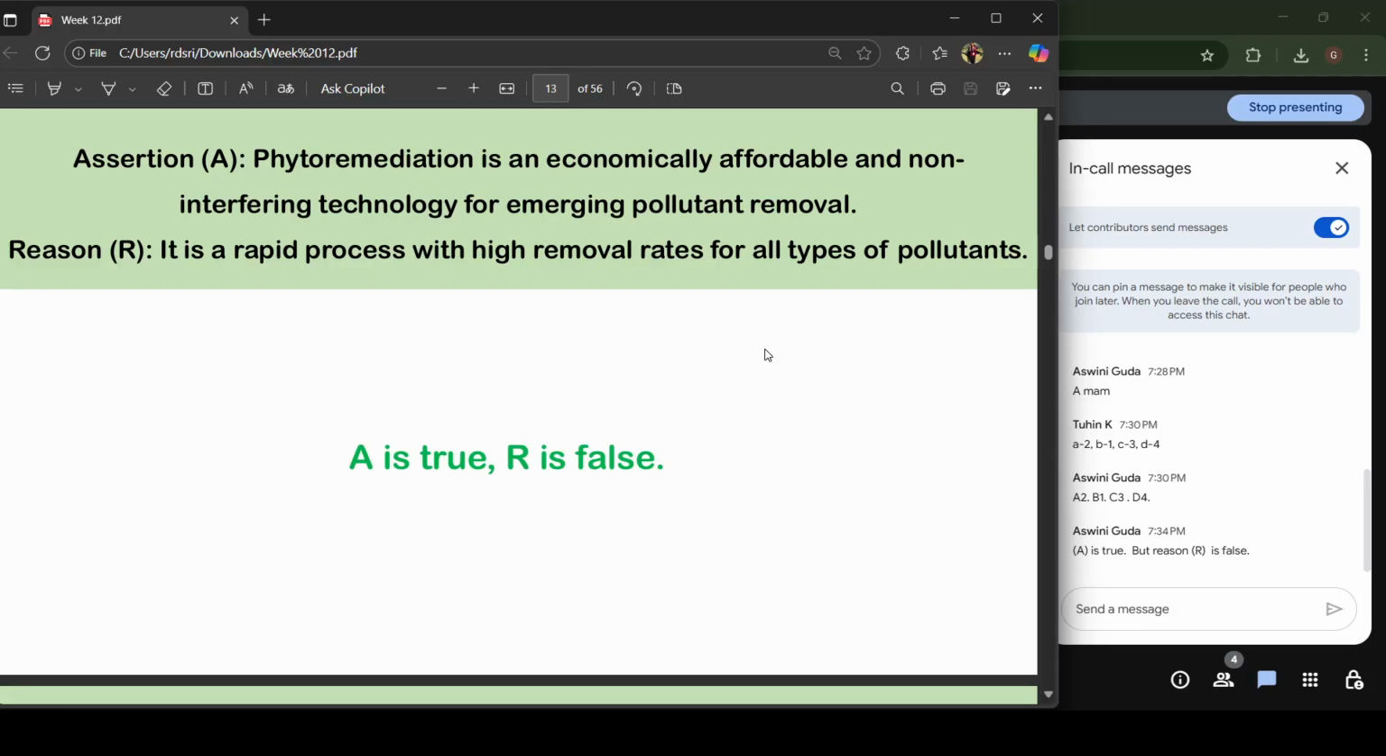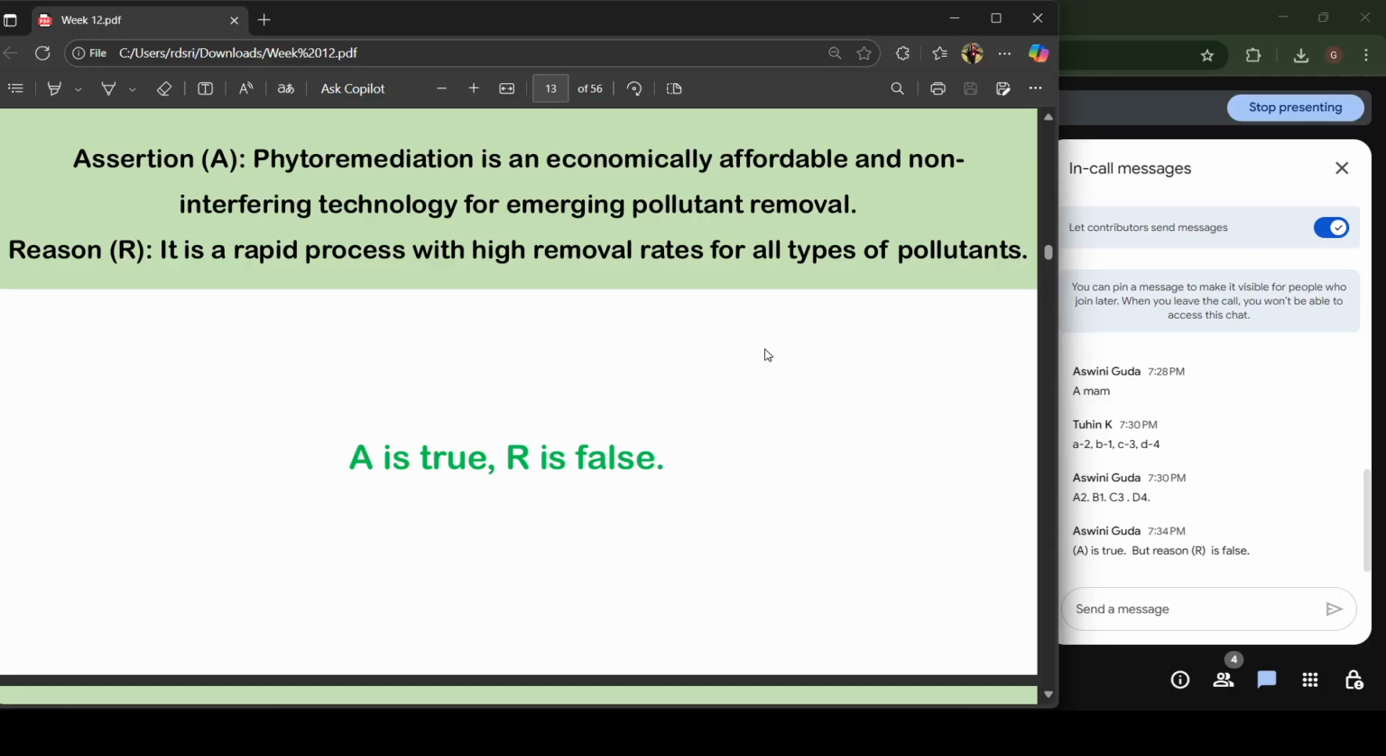Okay, so the answer is right. Phytoremediation is economically affordable and non-interfering technology for emerging pollutant removal. That is true because we are just going to grow plants, so it's not economically that costly, and it's also non-interfering, which means that you don't have any secondary effects of carrying out phytoremediation.